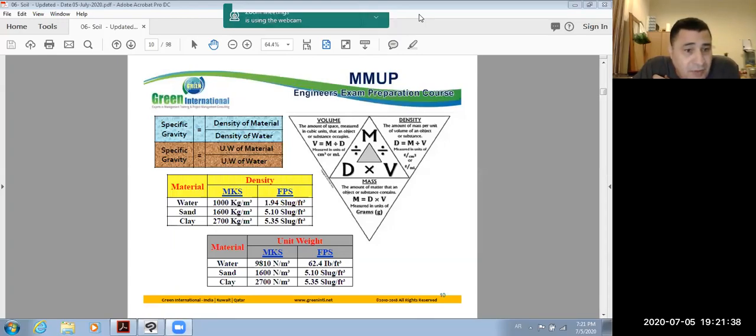MK means meter kilo second. Meter as a distance, multiplied by 9.8. Yes, correct, because 1,000 kilogram over cubic meter multiplied by 9.8 is equal to what? Unit weight, because we said gamma. If we come back here.